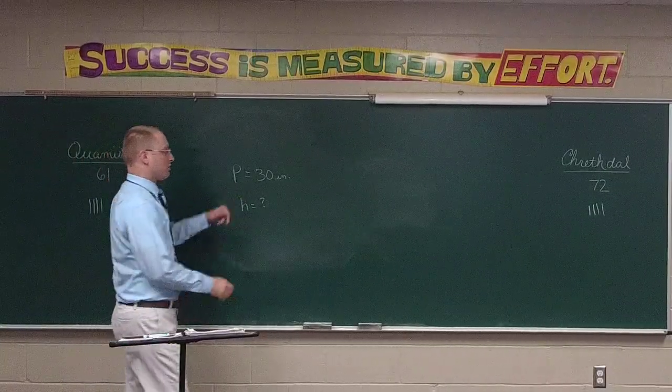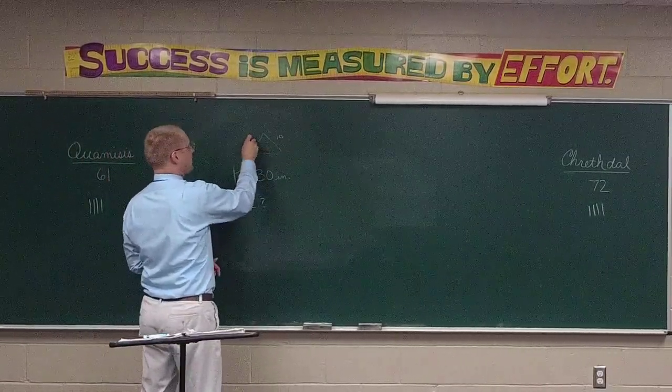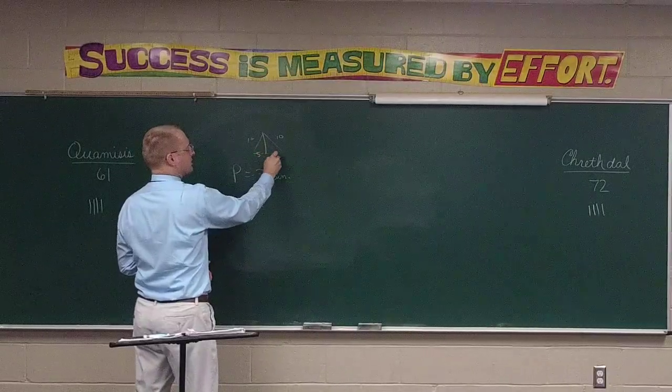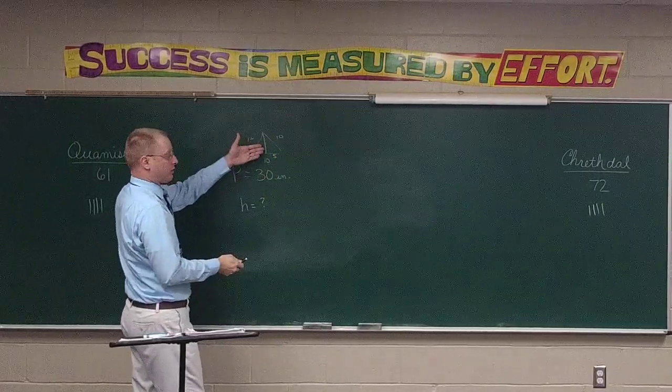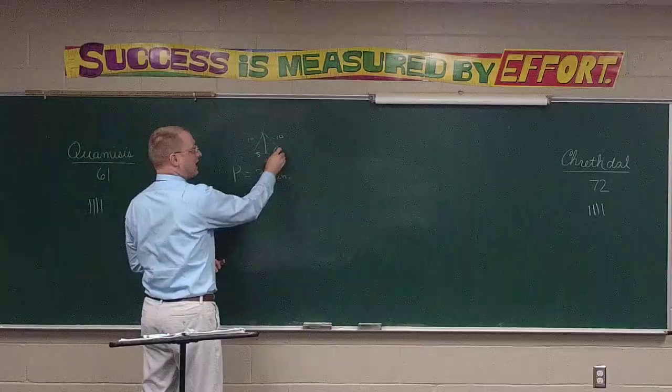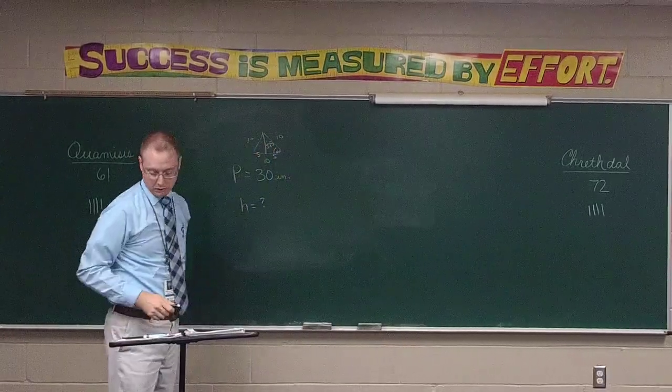All right, remember, if perimeter is 30, each side then is 10, which means each half is 5, and since the altitude is 5 square root of 3, opposite the 60-degree angle, 5 times the square root of 3 inches. Good.